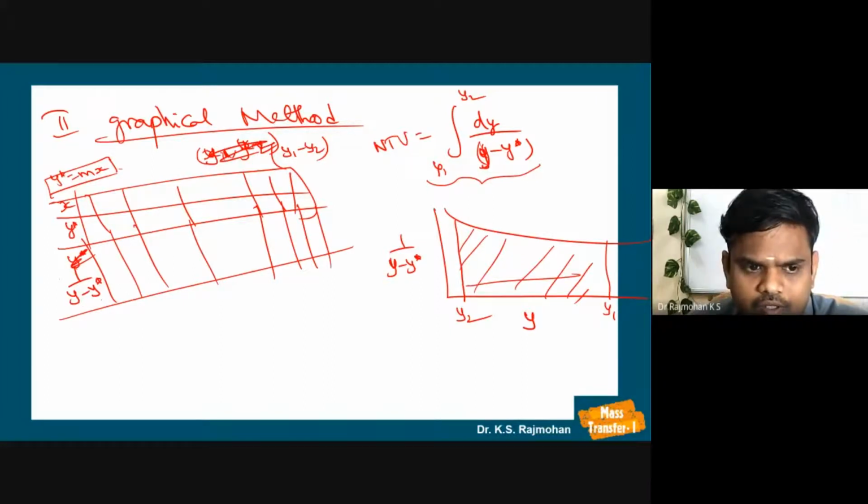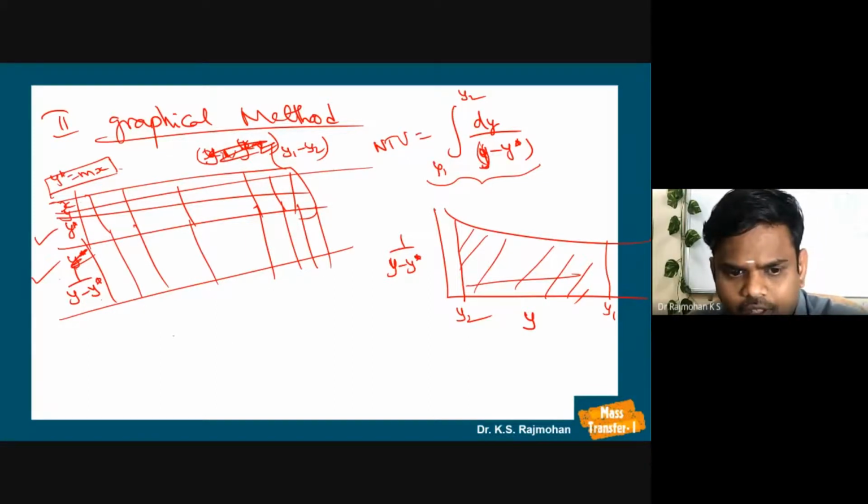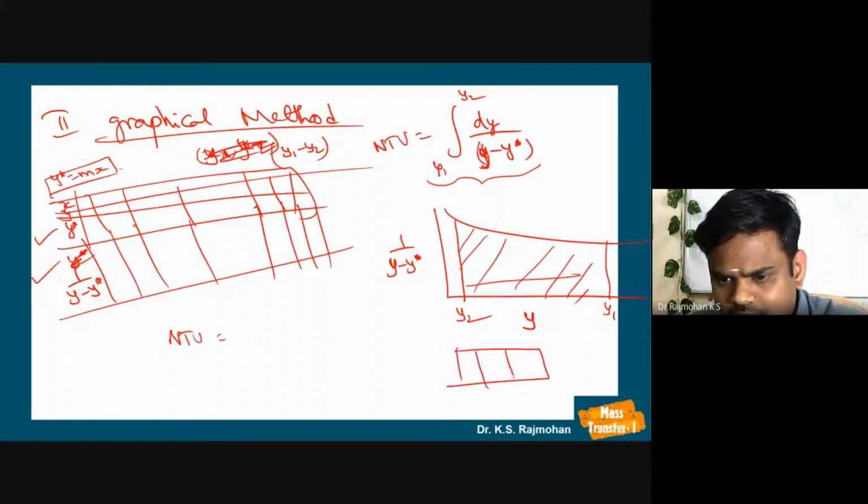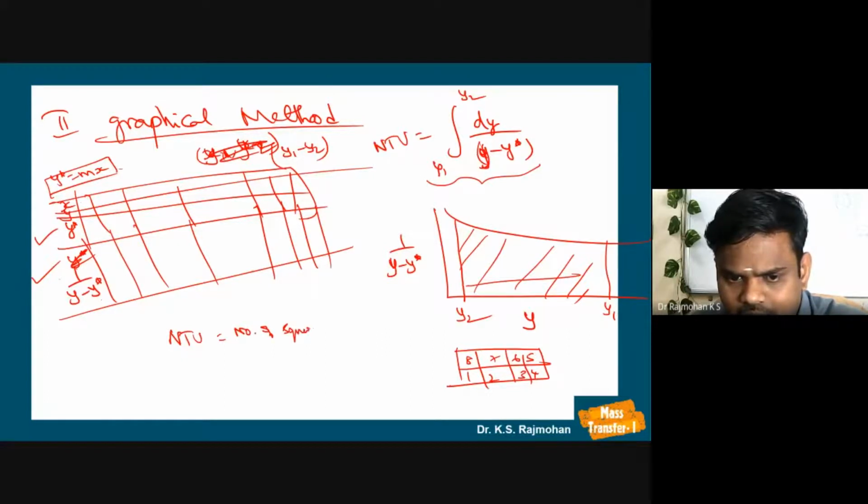Once you plot y versus 1 by y minus y star, we will get the area under the curve. How do you get the NTU? In graph sheets, we will count the squares, 1, 2, 3, 4, 5, 6, 7, 8. That means the number of squares multiplied by the scale: 1 centimeter on the x-axis equals this many units, multiplied by 1 centimeter on the y-axis equals this many units.